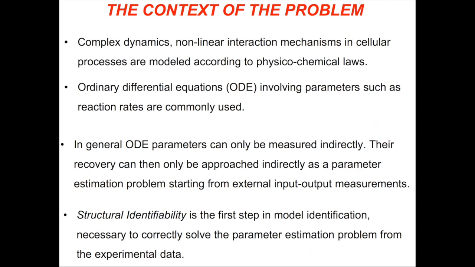So we have to address an identification problem, and the first step is structural identifiability. This step is necessary to correctly proceed with the parameter estimation problem from experimental data, because if we are able to check the so-called global identifiability of the model, so that the parameters of the model have only one solution, we are able to correctly perform the numerical estimation of the parameters. We can say that the estimation problem is well posed.